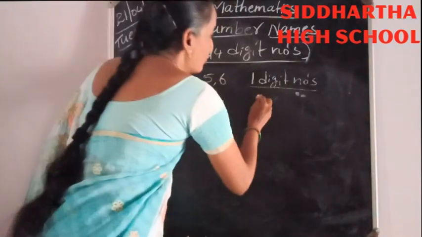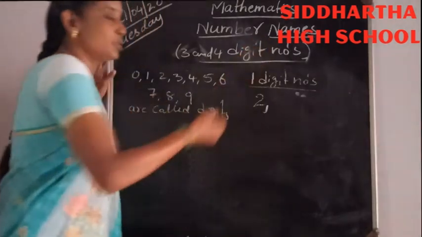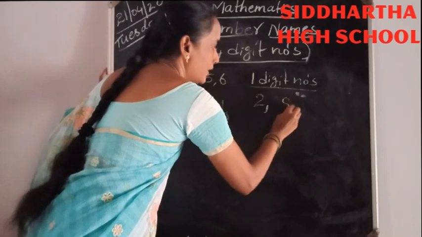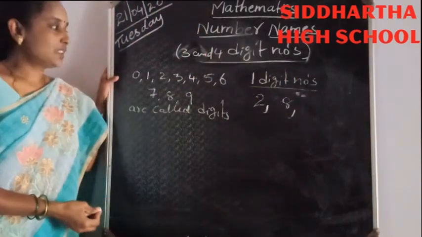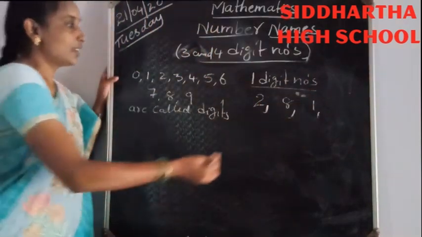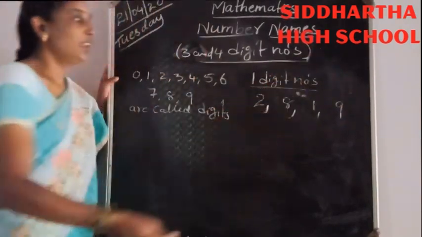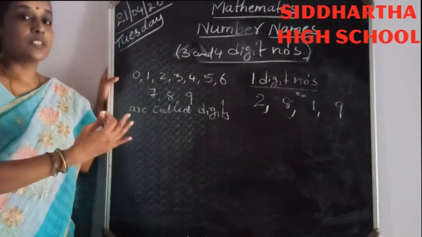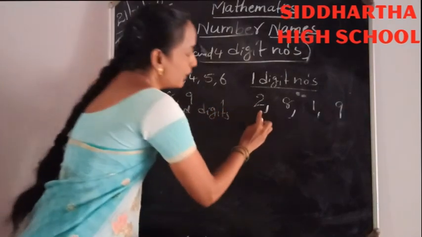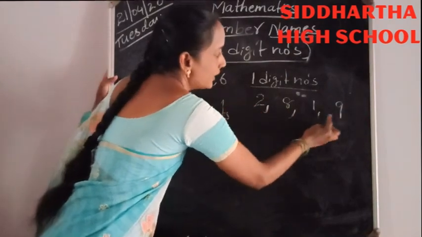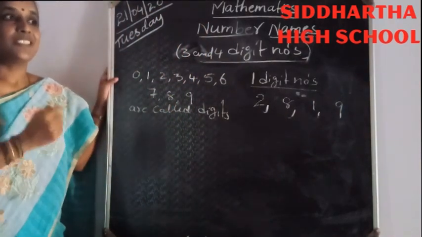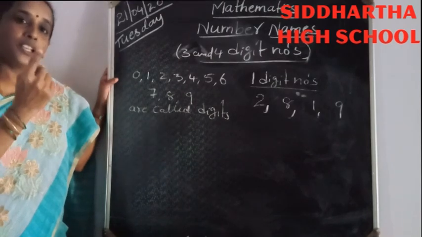Okay, I selected only one digit, that is 2. Now here I selected 8. Next I selected 1. Yes, I selected 9. I wrote these all separately, not written as a group. So this is 1 digit, this also 1 digit. That's why these are called one digit numbers.